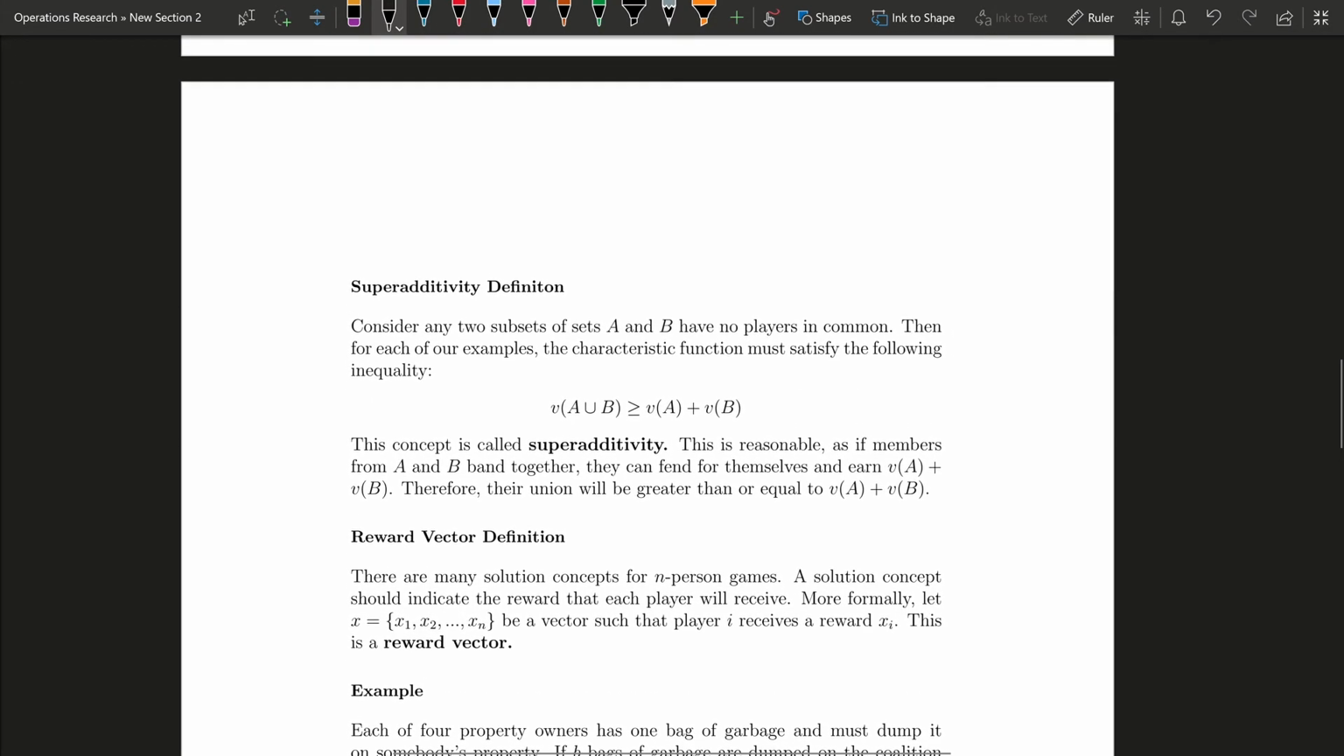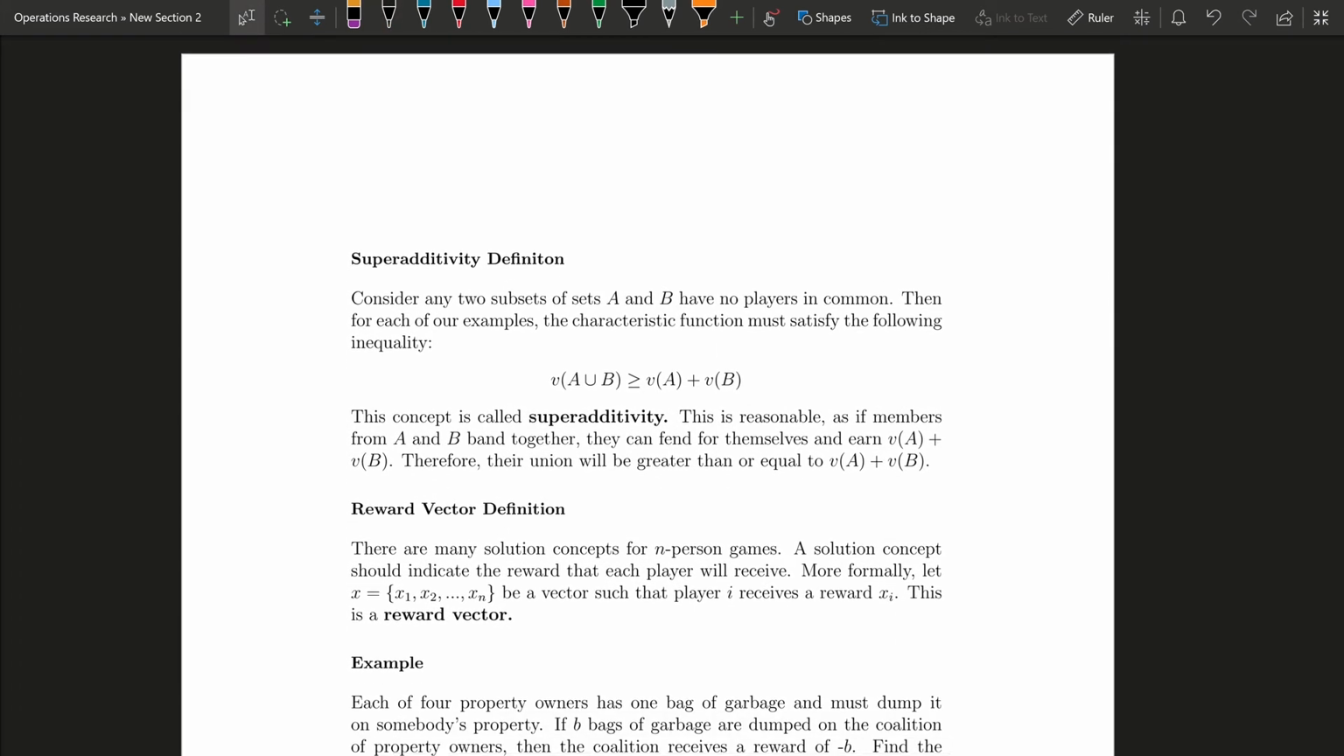Moving on, now we have another definition, which is the superadditivity definition. You basically take any two subsets, A and B, where there are no players in common in these two subsets. Then if we take the union of A and B and find the characteristic function of it, it's going to have to be greater than or equal to the sum of the characteristic function of A and the characteristic function of B. So what this is saying is basically the union of A and B is at worst the sum of A and B alone.